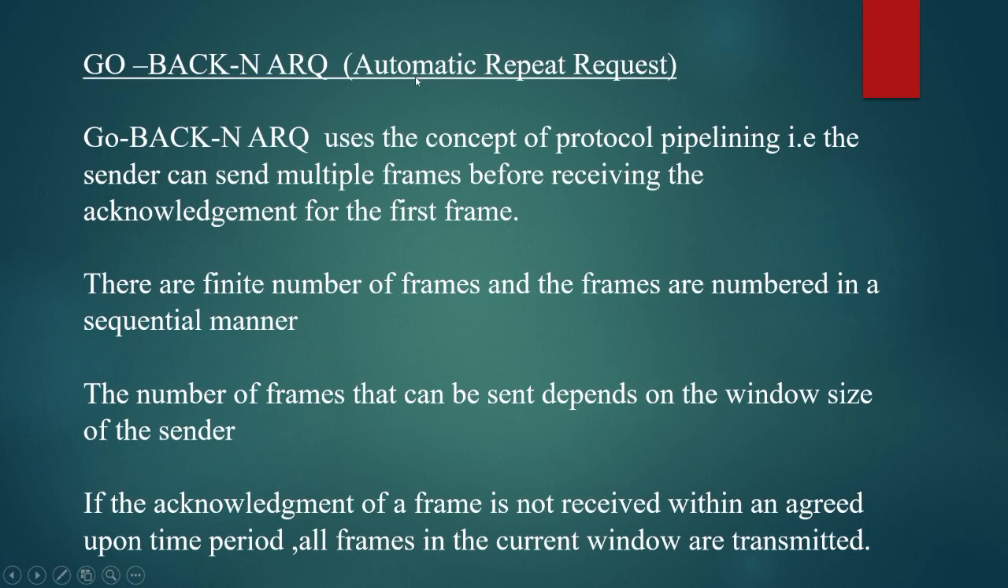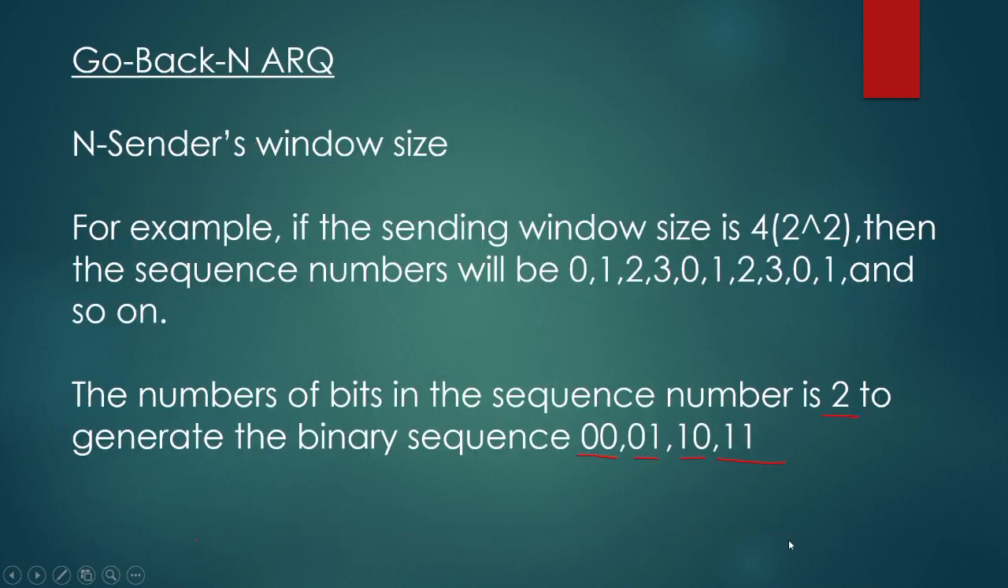Go back N ARQ uses protocol pipelining, that is the sender can send multiple frames before receiving the acknowledgement for the first frame. There are a finite number of frames and the frames are numbered in a sequential manner. The number of frames that can be sent depends on the window size of the sender. If the acknowledgement of a frame is not received within an agreed upon time period, all frames in the current window are transmitted. N is the sender's window size.